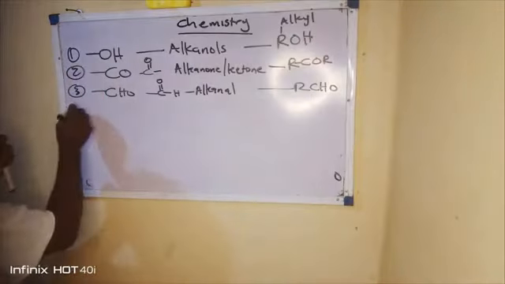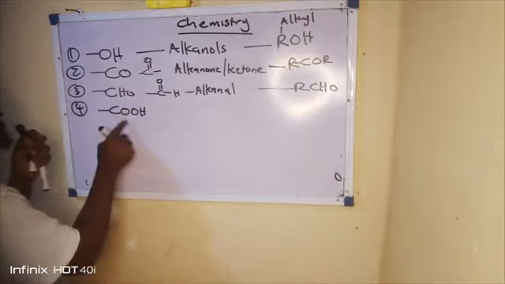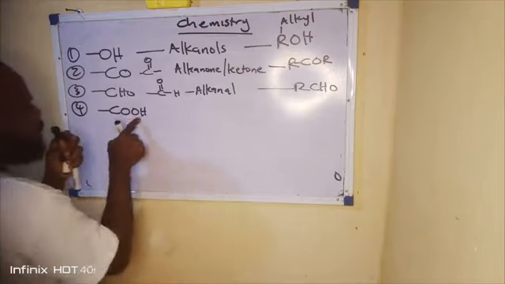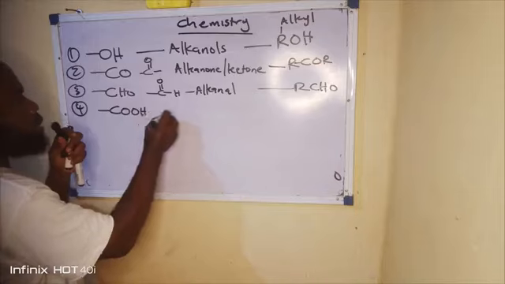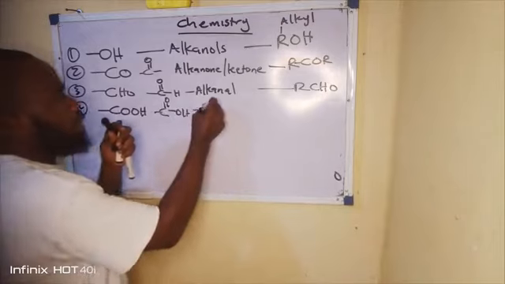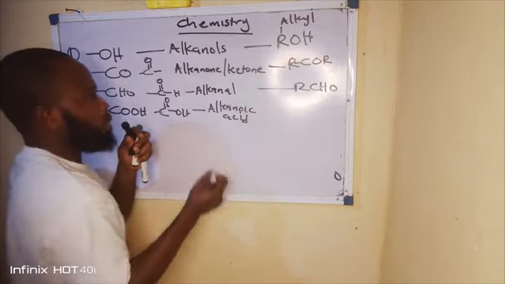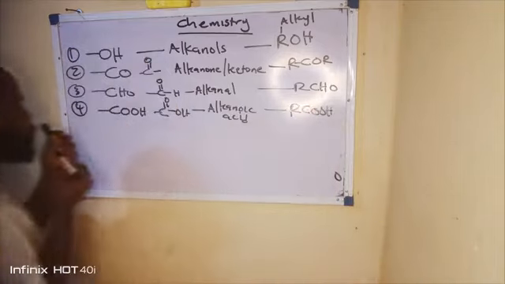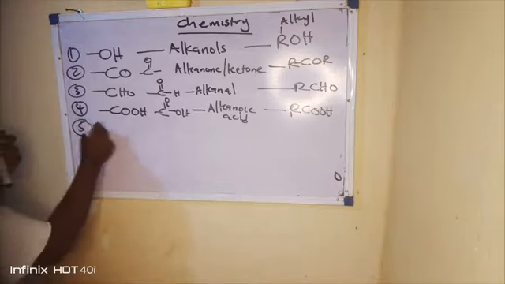Now number 4 that you must pay attention to is COOH. This functional group is known as the carboxyl. This is the carbonyl, this is the carboxyl. So you remember that you can either use it as C double bond O OH. Compounds like this are known as alkanoic acids, or you call them carboxylic acids. So they have a general formula of RCOOH.